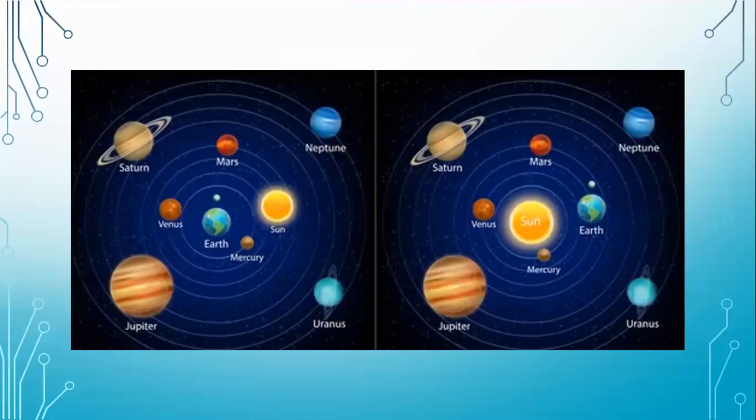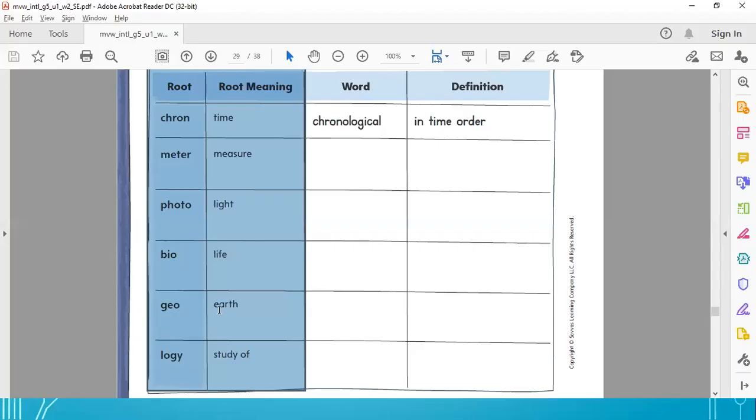What do we call earth in a Greek root? I can't remember. What do we call earth in a Greek root? Geology? Really? I said only earth. I didn't say anything else. Only earth is geo. Geo, very good.